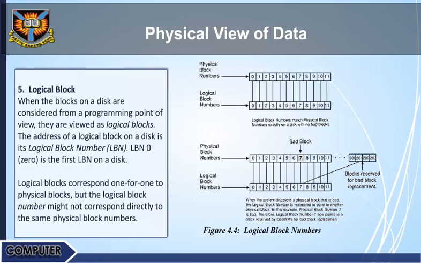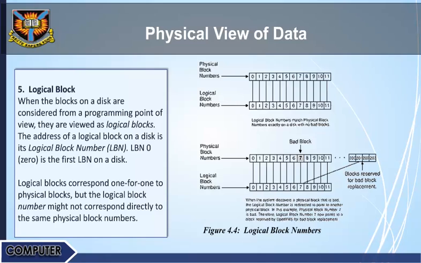5. Logical block. When the blocks on the disk are considered from a programming point of view, they are viewed as logical blocks. The address of a logical block on a disk is its logical block number, LBN. LBN 0 is the first LBN on a disk. Logical blocks correspond one for one to physical blocks, but the logical block number might not correspond directly to the same physical block numbers.